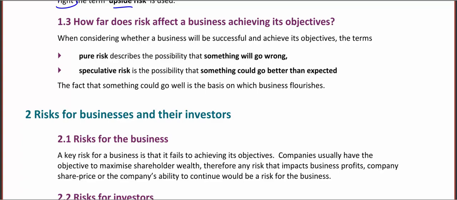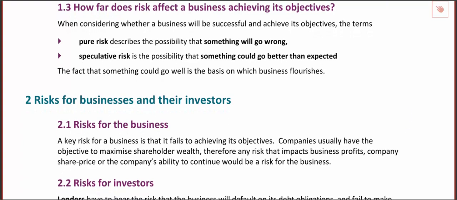Now again, when thinking about how a risk will impact my business, for an overall organization, things can go well or things can go badly. So we use pure risk to talk about the possibility that something will go wrong, and we use speculative risk to think about something that could go better than expected. So there are lots of terms that cross over that almost mean the same thing. You just need to make sure that if you get a question in the exam, you're able to differentiate between the two.